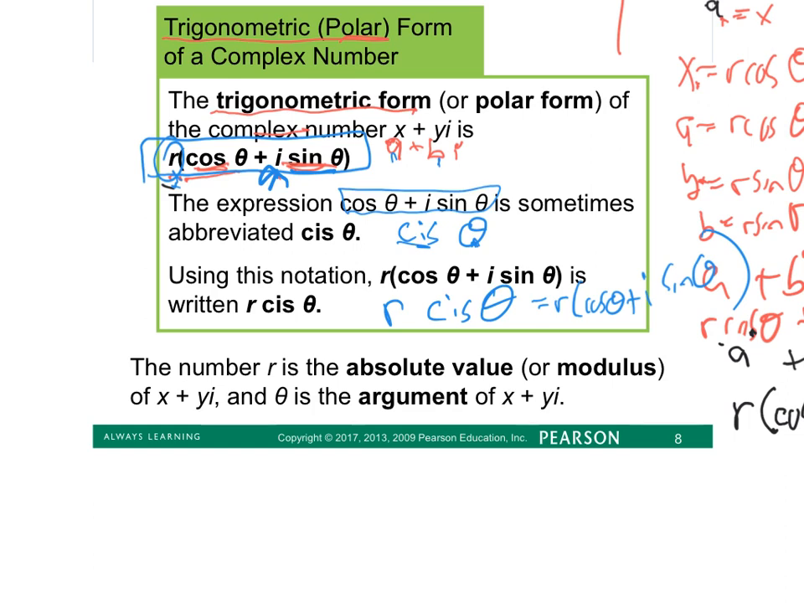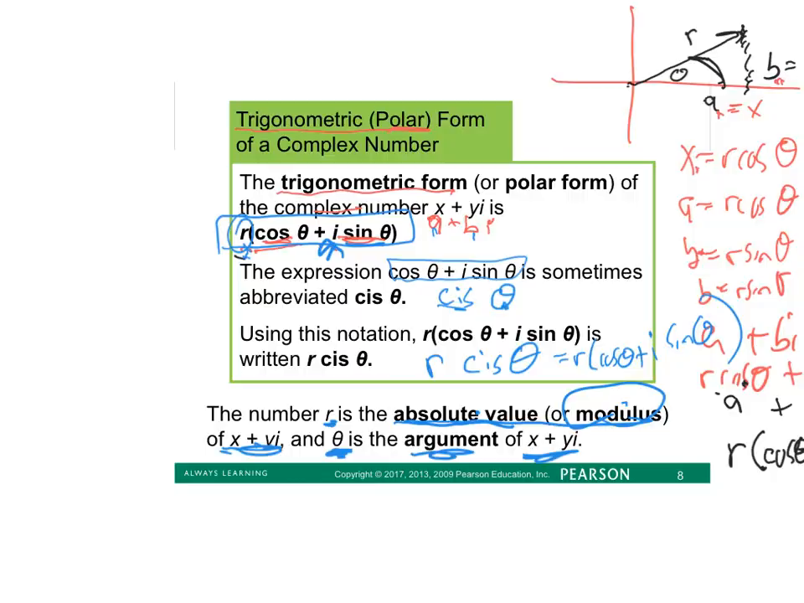Okay. The R, I got to give you this vocabulary because it came up in my math lab, is called the absolute value, or another fancy name is modulus. The theta, well, I say modulus, absolute, of x and y, we'll see how we use that in a minute. We'll use it with the Pythagorean theorem again. But theta is called an argument of x plus yi, and the absolute value or modulus of x plus yi. Let's use it.